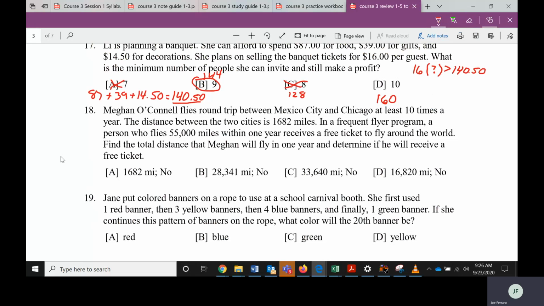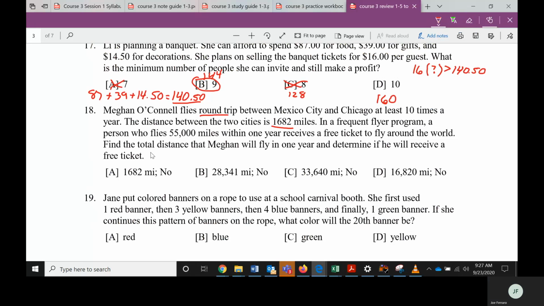18, they fly round trip between Mexico City and Chicago at least 10 times a year. The distance between the two cities is 1,682. Okay, a frequent flyer program, a person who flies 55,000 miles within 1 year receives a free ticket to fly around the world. Find the total distance that Megan will fly in 1 year and determine if she will get the free ticket. So, one thing, the distance between the two cities is 1,682. She does the round trip at least 10 times.